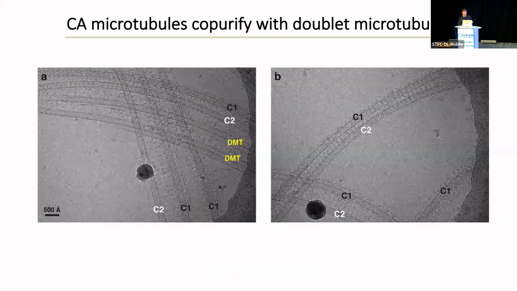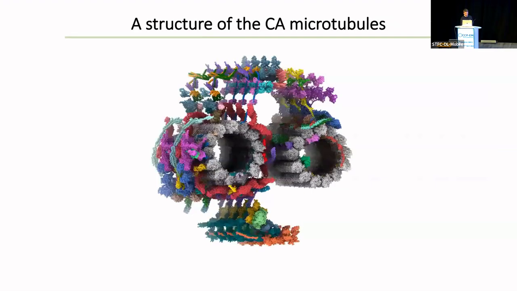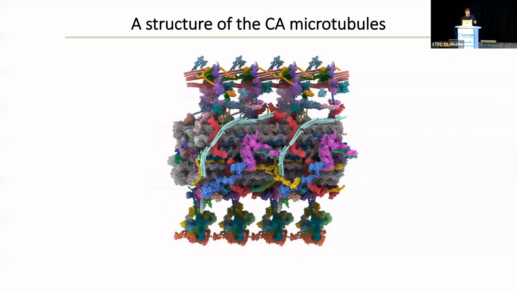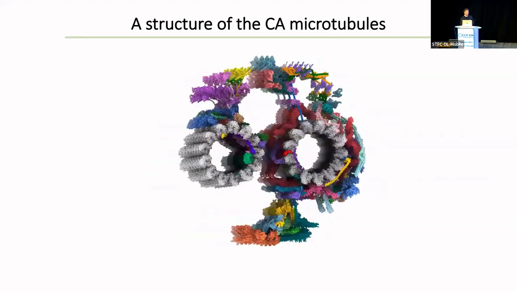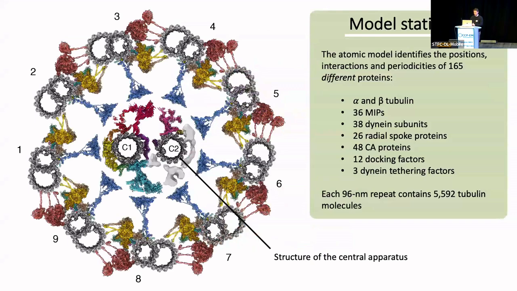But we realized that as we were imaging the doublet microtubules, we also saw some central pair microtubules. So we went back to the micrographs and individually handpicked the C1 and C2 microtubules. And we were then able to use processing to generate a structure and an atomic model of the central pair microtubules. And so we can now dock this into the middle of the ring of doublet microtubules to generate a near complete atomic model of the axoneme. This model contains over 5,500 copies of tubulin. It contains 165 different proteins, although now with ModelAngelo, we're discovering a lot more that we didn't know before.